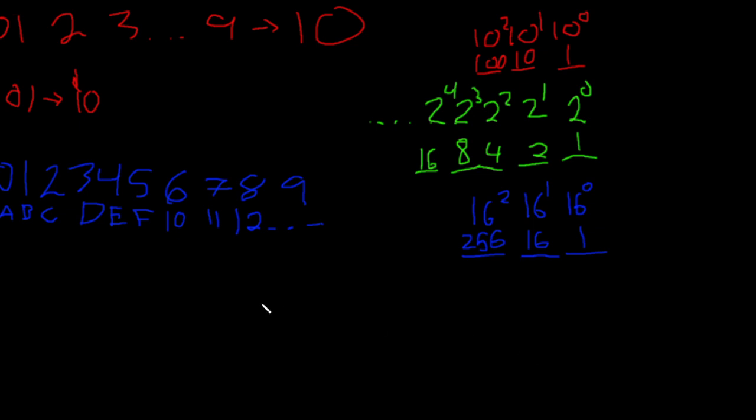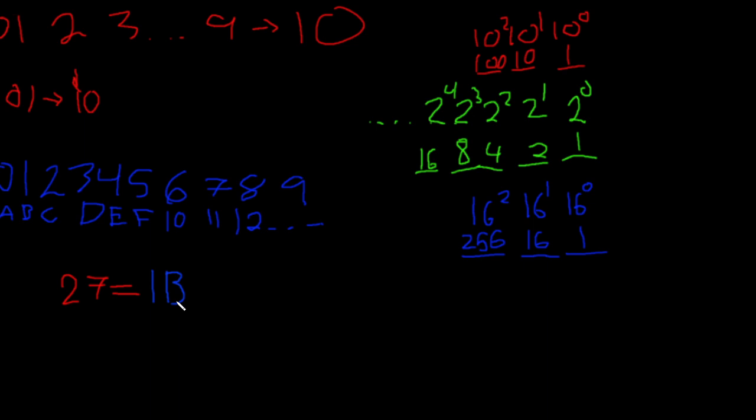Now let's say we were going to write something like 27. So 27, breaking it down, how many 16s do we need? 1. So 27 equals 1 16. Then 27 minus 16 is what? 11. So we go up here, 11 is B. So 27 in hexadecimal is 1B.